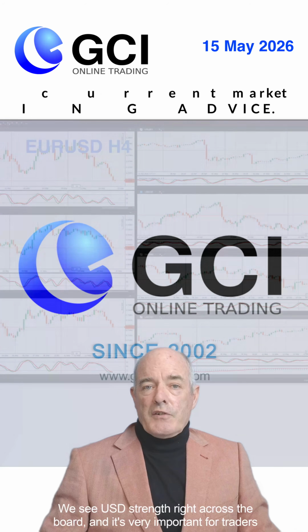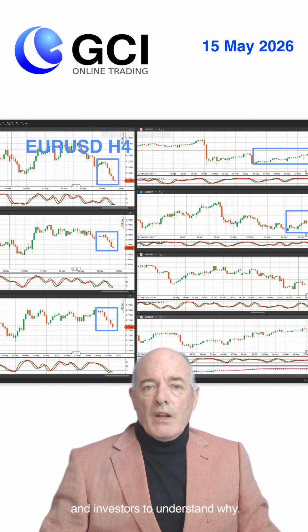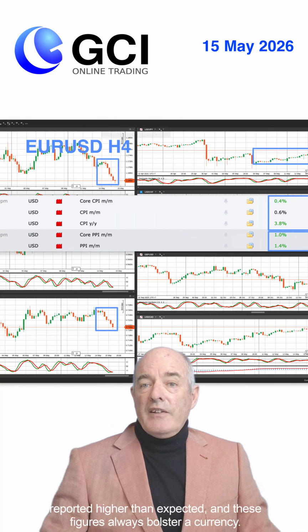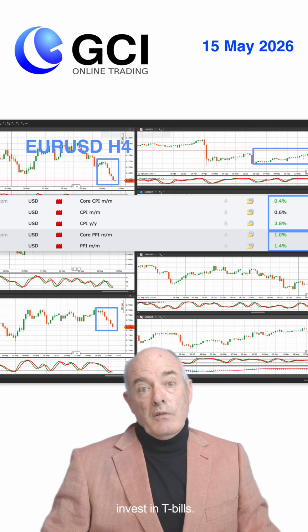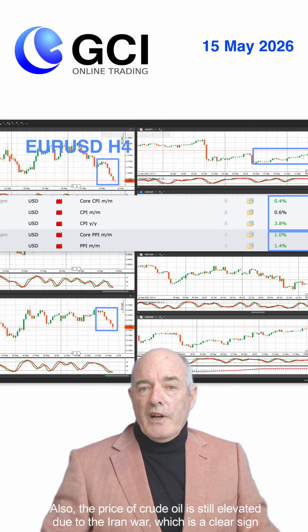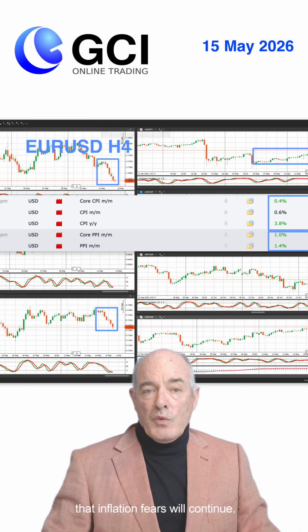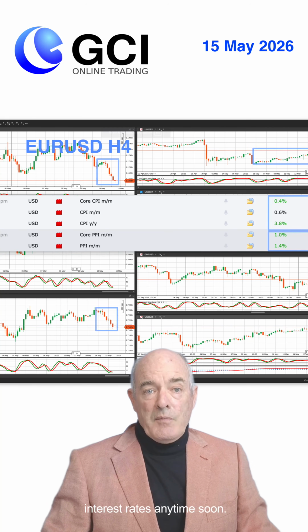We see US dollar strength right across the board, and it's very important for traders and investors to understand why. Firstly, we just saw the latest CPI and PPI, in other words, inflation figures, were reported higher than expected, and these figures always bolster a currency. Secondly, US Treasury yields are higher, which has investors buying US dollars to invest in T-bills. Also, the price of crude oil is still elevated due to the Iran war, which is a clear sign that inflation fears will continue. And finally, all the above point to the fact that the Fed will not likely be able to lower interest rates anytime soon.